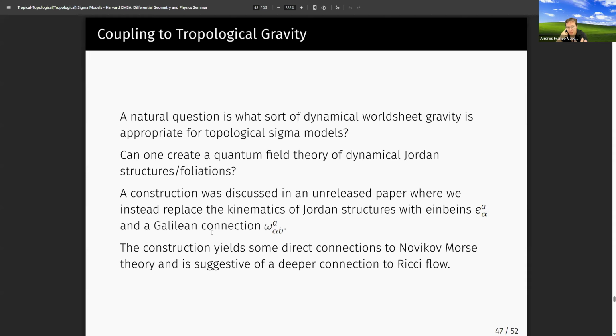It turns out that the main thing is that you just have to replace the kinematics of the Jordan structure with Einbeins and a connection that's invariant under Galilean kinematic symmetries. This is something that we're going to release in some time. Most of the results were already done a few years ago, but we just didn't have time to write it up. The interesting thing is that this has a very direct, explicit connection to Novikov-Morse theory. We can write it as a Ricci flow like theory, but we're going to keep it there for now. It's a little vague because I only have 30 seconds.